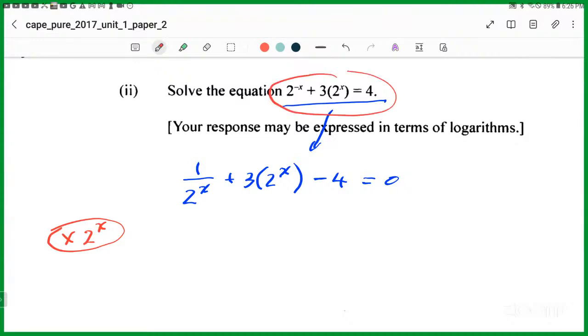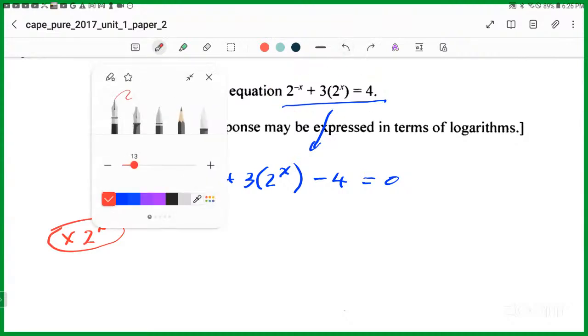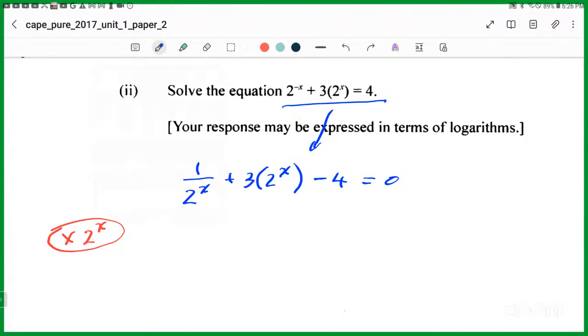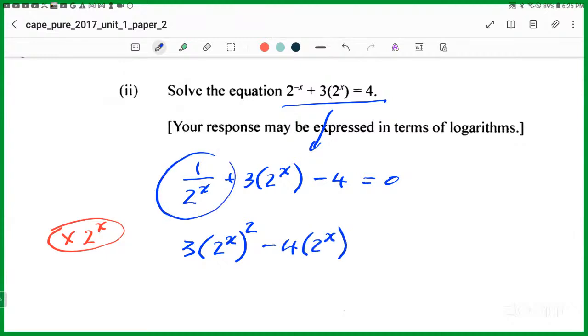So this is really what we call a quadratic equation. When I multiply this by 2 to the x, I'm going to get 3 times 2 to the x squared. Why did I do that? Because I want my squared term to come first. I multiply this by 2 to the x, I'm going to get -4 times 2 to the x. And then I multiply this by 2 to the x, it just becomes a +1 equals 0.